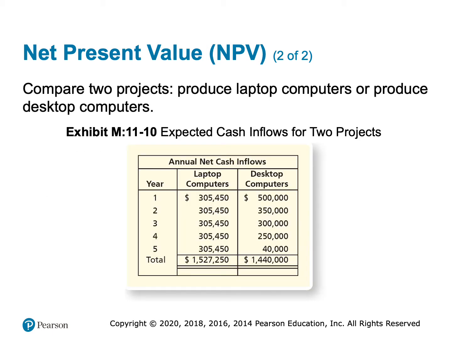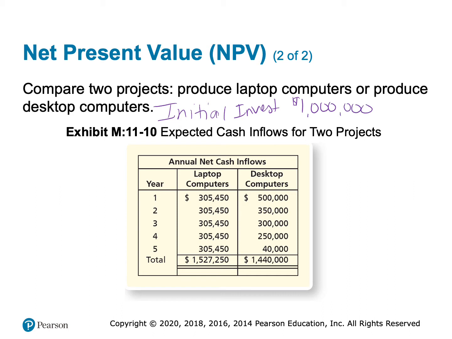So we're going to look at two different projects here. We have the option of buying some laptop computers or some desktop computers. For both investment packages, the initial investment is $1 million. I don't think I have that written down here, but I'm going to write it down right now. So the initial investment is $1 million for both.